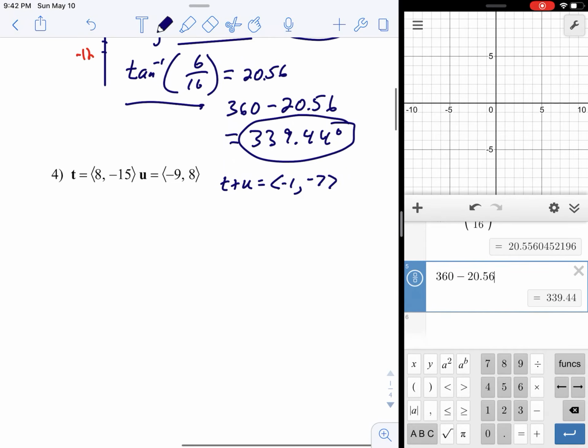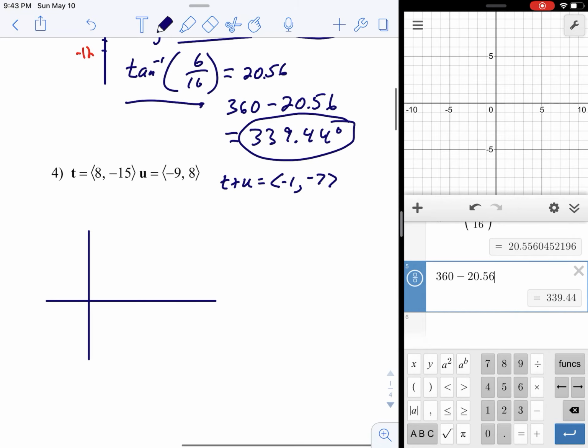Well, I'm going to go ahead and put a little xy axis down. If you can do it without, bless your heart. But 8, negative 15 is over 8, down 15. So let's say somewhere like here. There's our first vector.